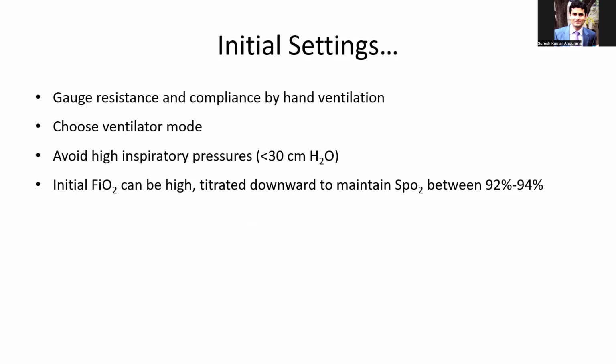Then we should choose a ventilator mode. We should avoid very high inspiratory pressures; the target should be to limit peak inspiratory pressure to less than 28 or 30 centimeter of water. We can start with a higher FiO2, but it should be titrated downward to maintain saturation targets of 92 to 94%. And very high FiO2 should not be used for a very long period of time.